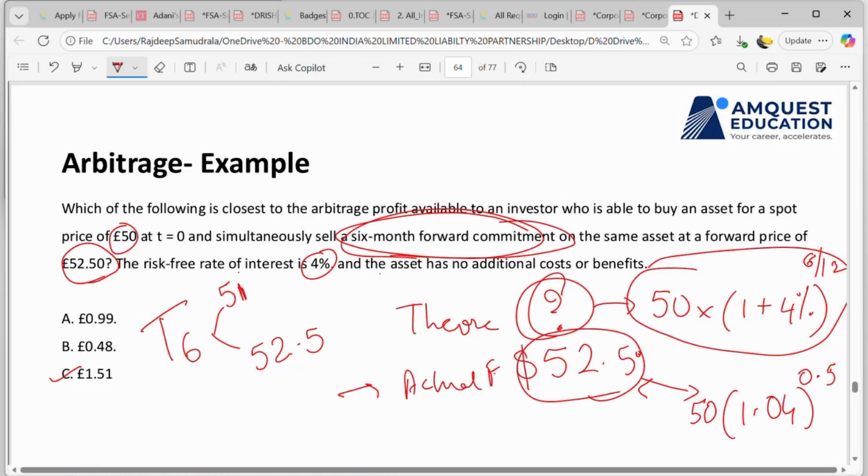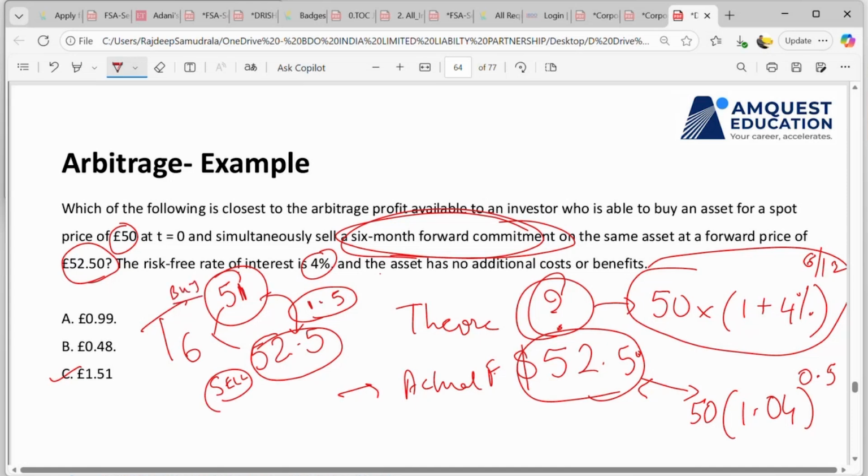This is 51. This is my cash and carry. So if I buy it in cash and carry it for 6 months, it is worth 51. But if I sold the forward contract, it's worth 52.5. So ideally the forward contract should have been worth 51 only, because my cash and carry is 51. But it's worth 52.5. So I was able to make a riskless profit of $1.5, right? Because I can sell the costly one and buy the cheap one.